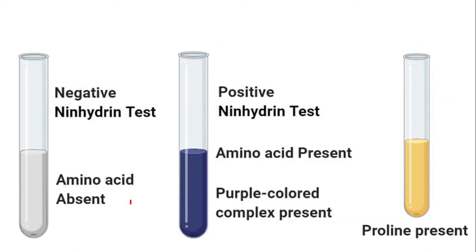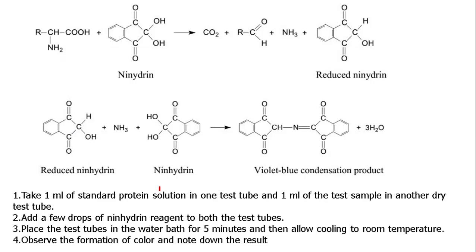This is the negative reaction. That means nothing is present. And here is the positive test. Amino acids are present. Purple colored reaction is there. Amino complex is there. Here proline is present. And ninhydrin is this reagent. This is amino acid. They react together. Reduced ninhydrin is present. That is again reacting with ammonia and ninhydrin. Violet blue condensation product is produced. This is the final product that we get.